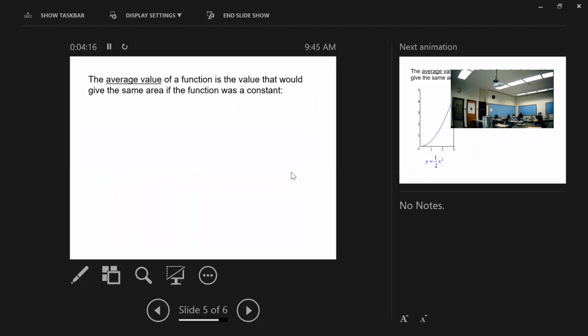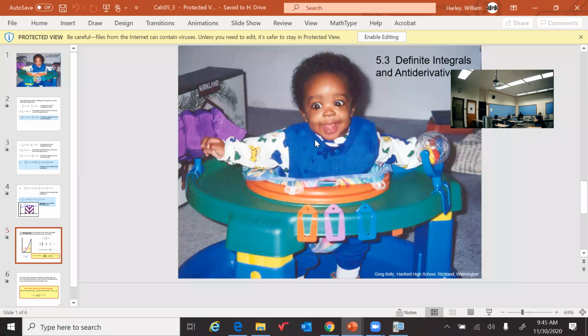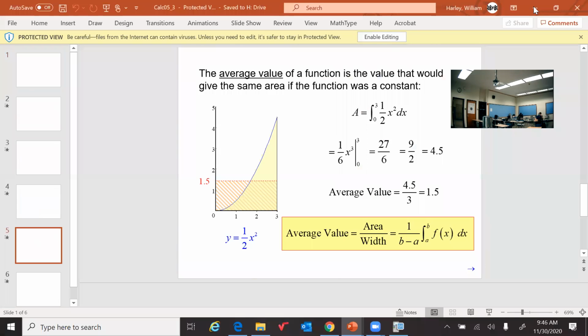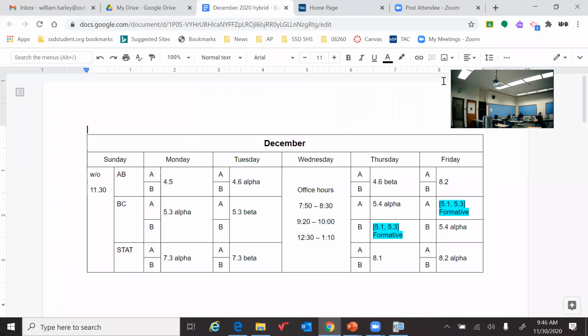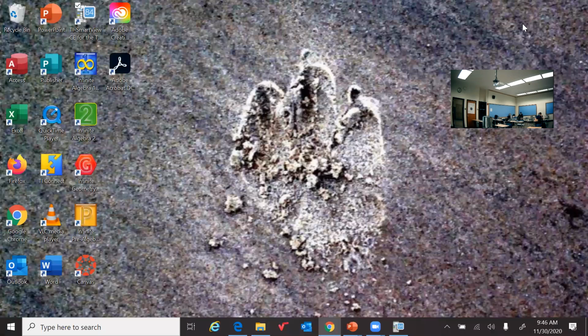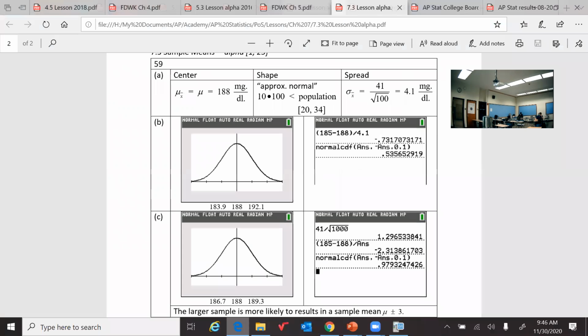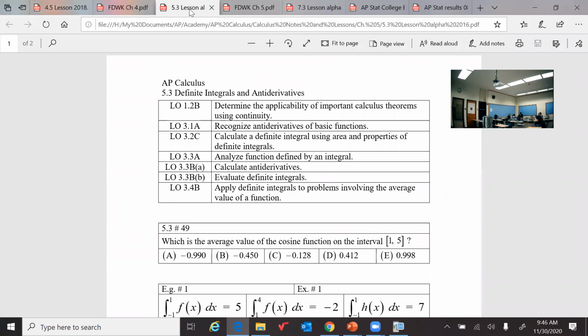All right. The average value is what we're going to do tomorrow. Not really worried about that yet. We're going to spend today just on the rules. Okay?